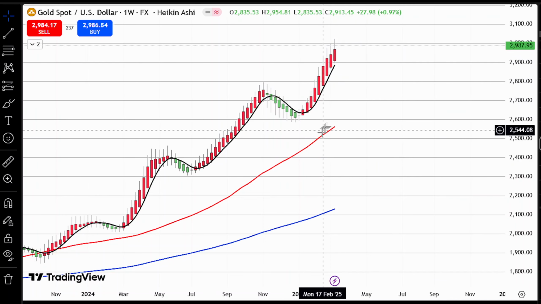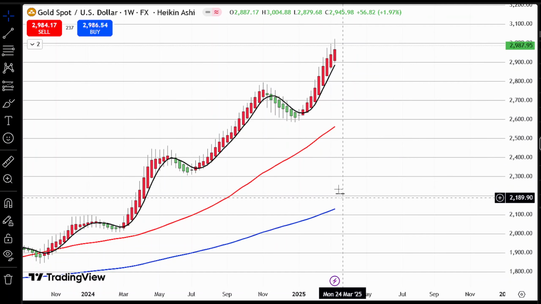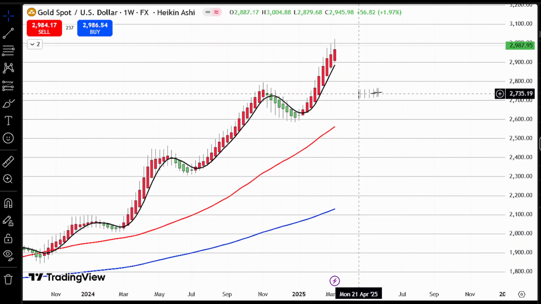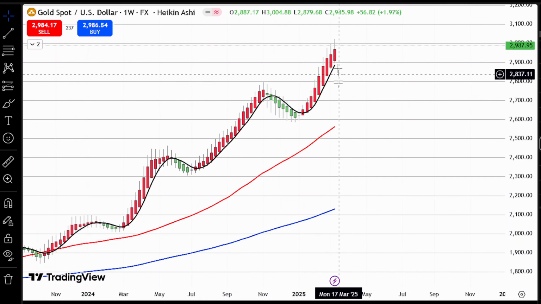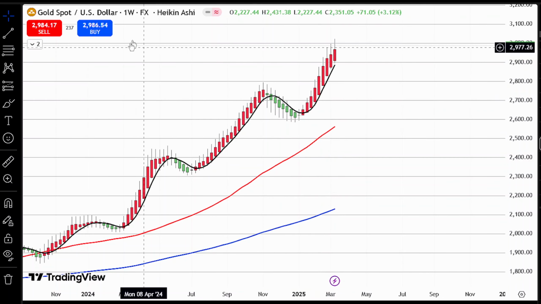It can also be 50. This one I think I set to 50, if I'm not mistaken. Anyhow, it's just a line here. Actually, it doesn't matter what setting you set it to. Okay, this is a gold spot chart.